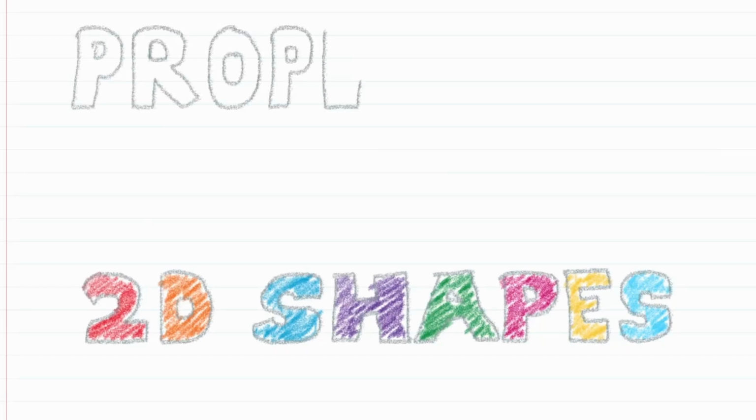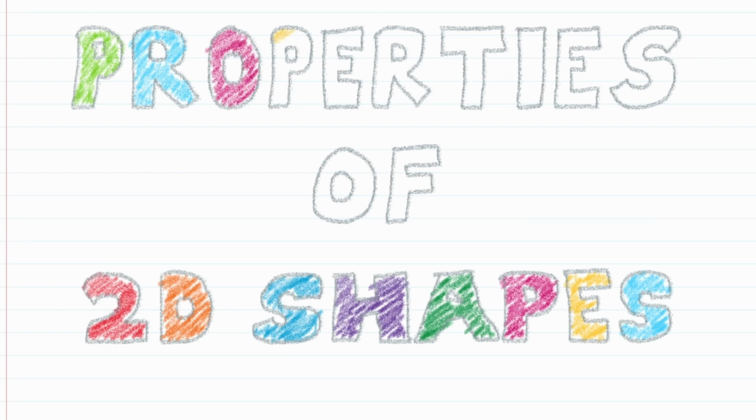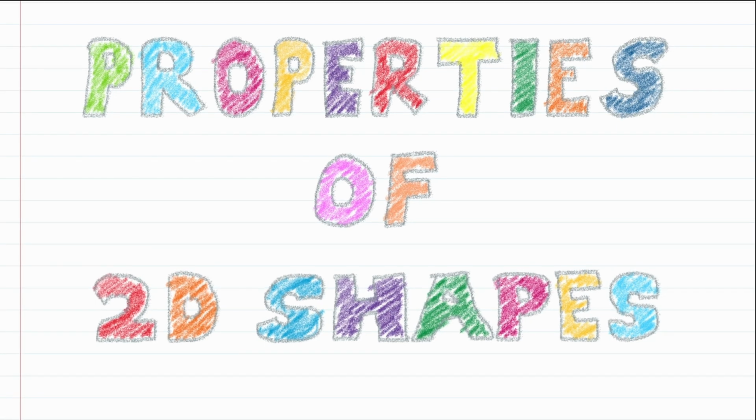Today, we are going to explore the properties of different 2D shapes, with a focus on triangles, which are three-sided shapes, and quadrilaterals, which are four-sided shapes. First, we're going to take a look at some important symbols.